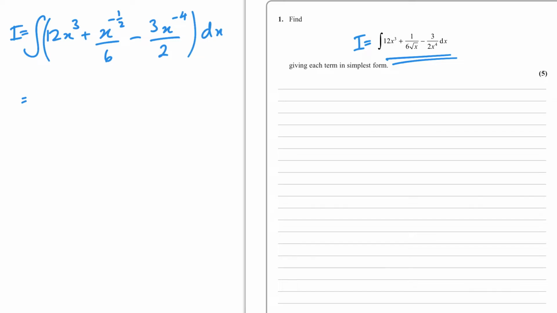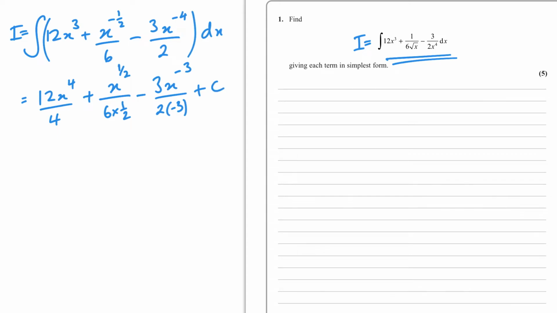So integrating, we add 1 to the power, divide by the new power. Add 1 to the power, divide by our new power. Add 1 to the power, divide by our new power. And don't forget our plus c.